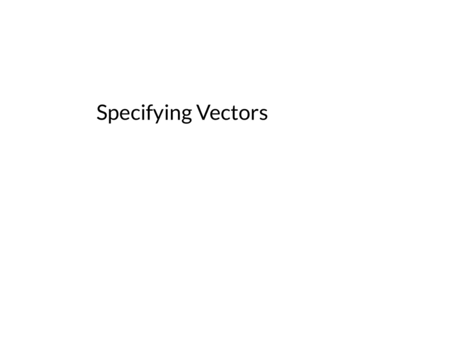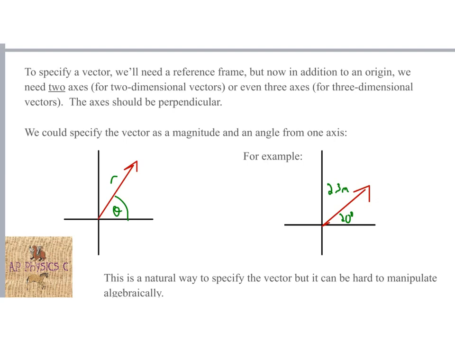Specifying vectors. So if vectors are going to be useful, and I do allege to you that they are, then we need to know how to specify them so that people can communicate them well. To specify a vector, we'll need a reference frame, but now in addition to an origin, we need 2 axes for 2-dimensional vectors, or even 3 axes for 3-dimensional vectors. As far as we know, there are not 4 spatial dimensions, so we wouldn't need 4 axes or higher. The axes should be perpendicular.